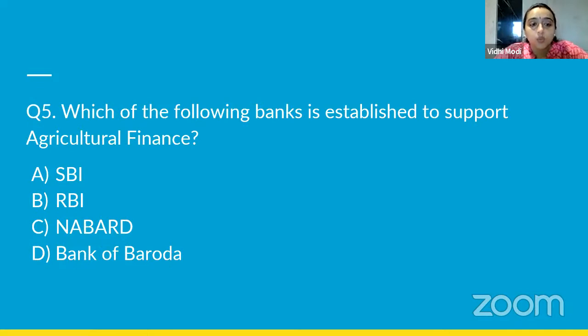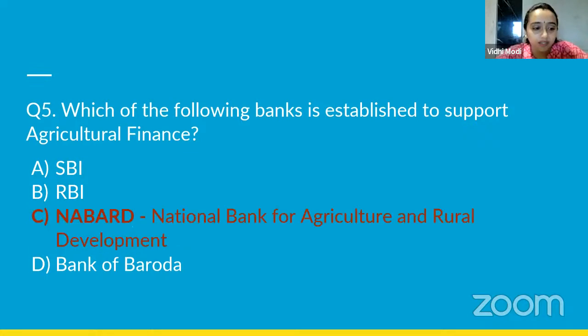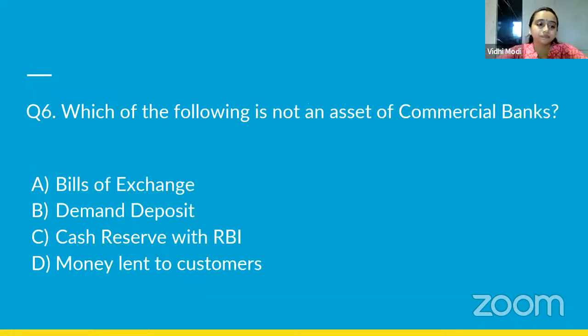The next question is, which of the following banks is established to support agricultural finance? It is NABARD. NABARD stands for National Bank for Agriculture and Rural Development. We know for sure that SBI and RBI cannot be, Bank of Baroda again cannot be. So it's NABARD, right? National Bank for Agriculture and Rural Development. It's okay if you don't know the exact answer, but if you are able to eliminate, then the answer will get revealed to us, right? So there are two ways. One is either you know the answer or you get it by the process of elimination. Okay, moving ahead. Which of the following is not an asset of commercial banks?